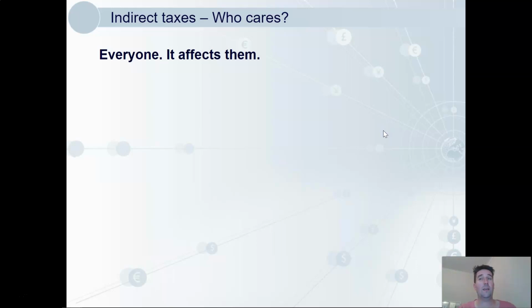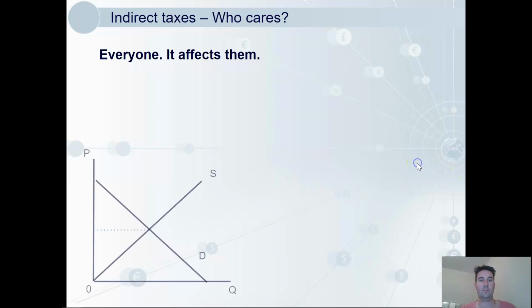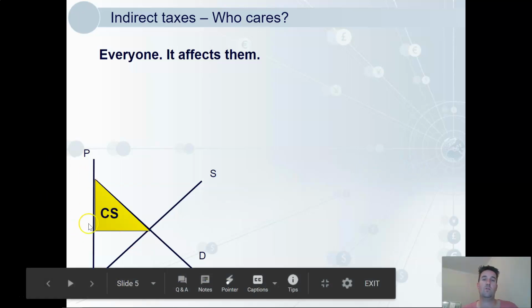Can you please pause here and draw up a simple demand and supply diagram, no tax, and draw on the consumer surplus? This is revision for you. All right, as I'm sure you got, the consumer surplus is the area above the equilibrium price and under the supply curve. So this triangle here.